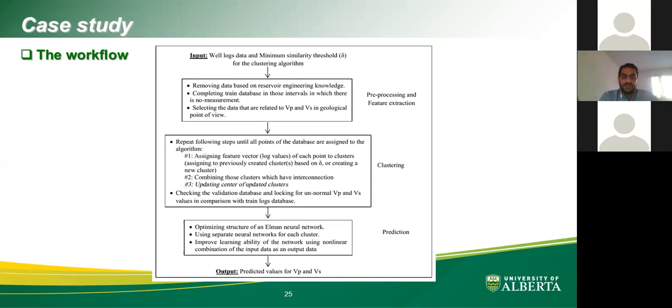The input was some well-log data and the minimum similarity threshold for the clustering algorithm. In the pre-processing step, I removed some data. I completed the intervals where we had missing values. I selected input data for VP and VS prediction. I clustered the data and finally used some neural network models for my prediction. And finally, I predicted the VP and VS.